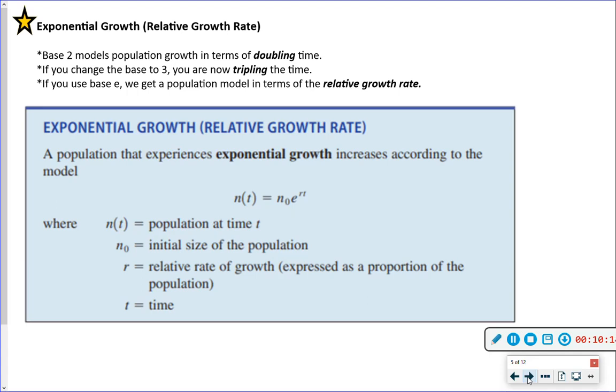All right, exponential growth. Here we go. Stop looking at me, Owen. Oh my God.